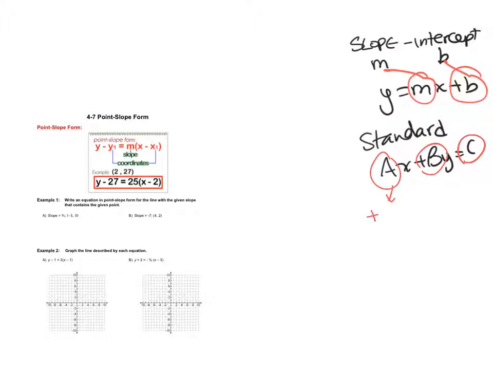A has to be a positive integer, and b has to be an actual integer. In other words, complete numbers, no fractions. C is any whole number.